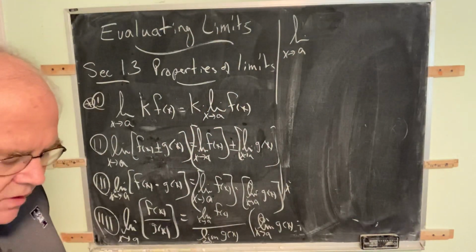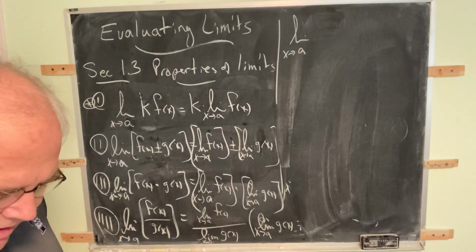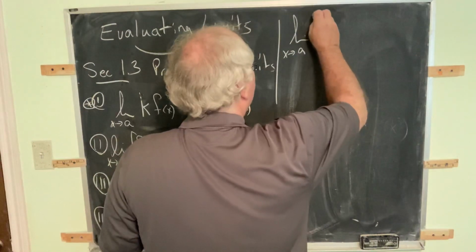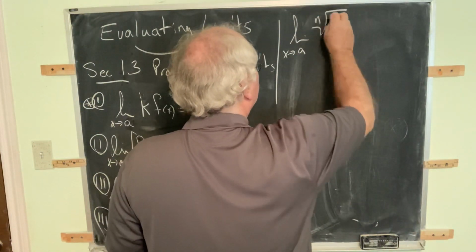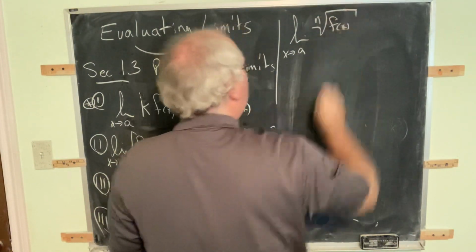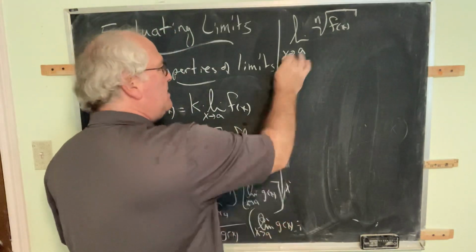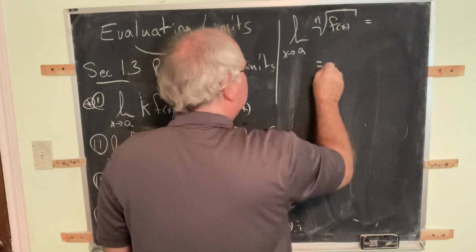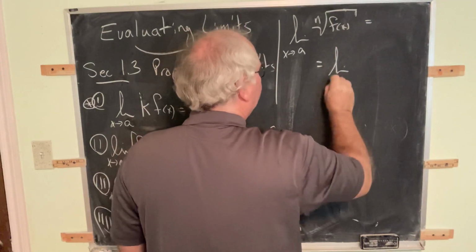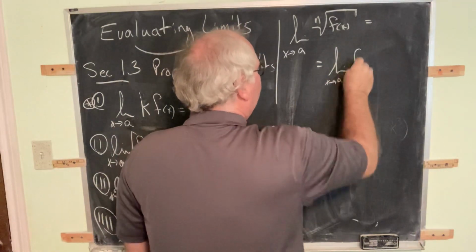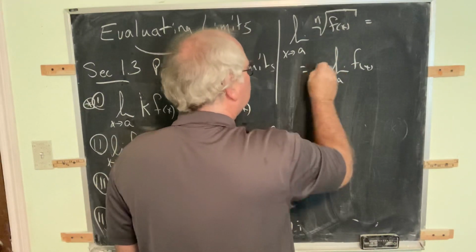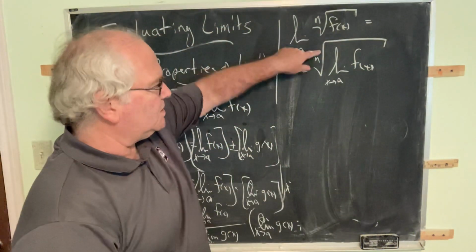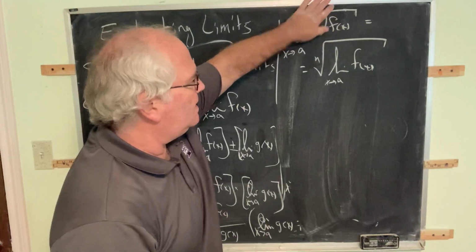Our last one we're going to work with here is the radical of the function, the limit of the radical. This is equal to the radical of the limit as x approaches a of f of x. So the limit of the radical is the radical of the limit. First evaluate the limit and then do the radical.